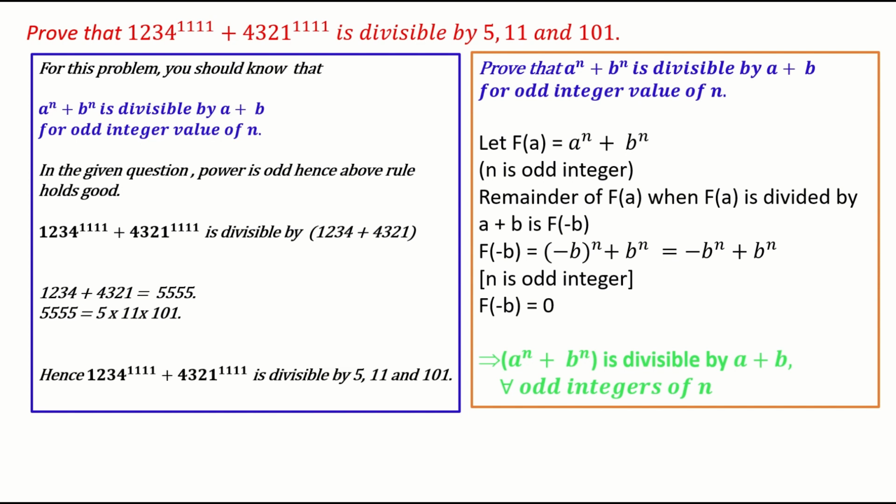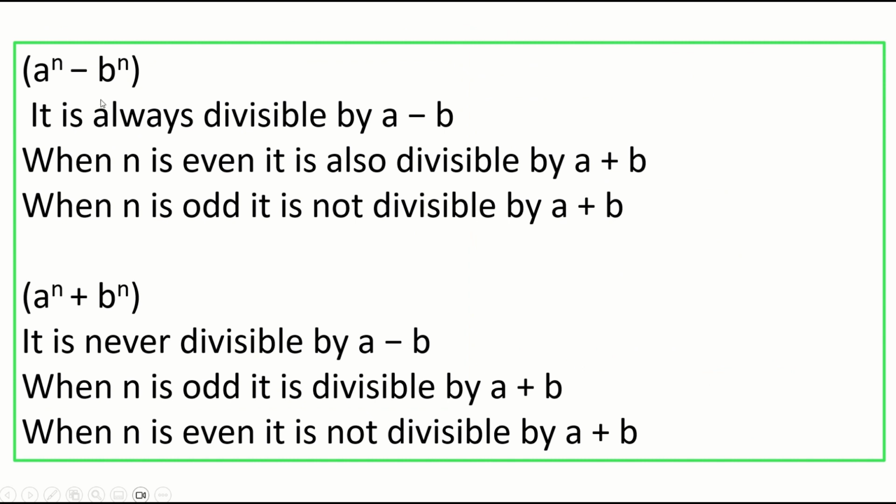Okay, so next. Since we learned this theorem, let's see complete theorems of a power n plus or minus b power n. So a power n minus b power n, it is always divisible by a minus b, and when n is even, it is also divisible by a plus b. When n is odd, it is not divisible by a plus b.